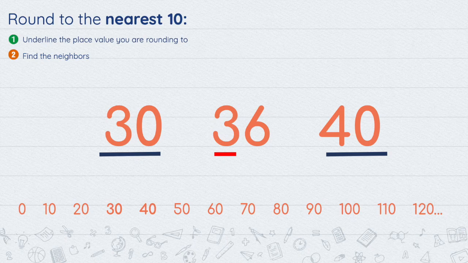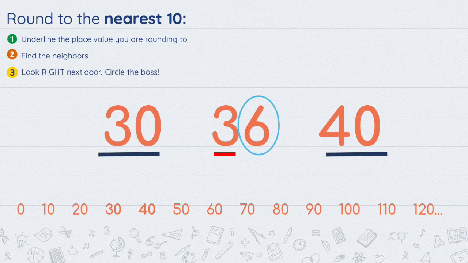I found the number that lives before and I found the number that lives after my number. Now let's do step number 3. Step number 3 says, look right next door and circle the boss. And the word right is all capital for me to really remember that I have to look at the number to the right of my place value. So my place value, I'm rounding to the nearest tens. So I underline the 3. If I look at the right of that number, I can see the number 6. So I'm going to circle the number 6. So 6 is going to be the boss. He's the number that's on the right of my place value. He's going to be the boss.